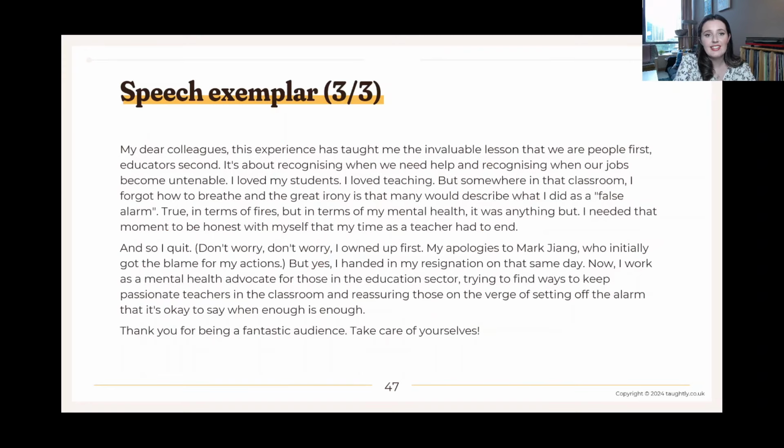My dear colleagues, this experience has taught me the invaluable lesson that we are people first, educators second. It's about recognising when we need help and recognising when our jobs become untenable. I loved my students. I loved teaching, but somewhere in that classroom I forgot how to breathe. And the great irony is that many would describe what I did as a false alarm. True, in terms of fires, but in terms of my mental health, it was anything but. I needed that moment to be honest with myself, that my time as a teacher had to end.